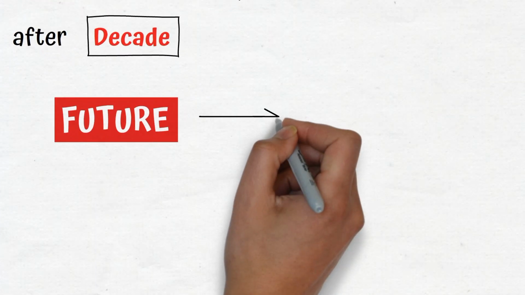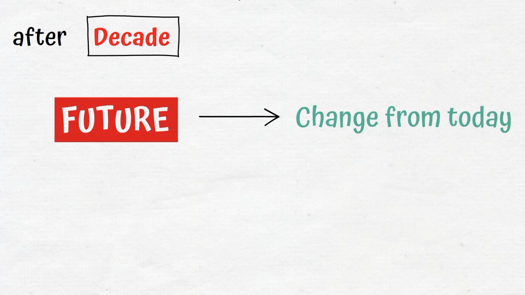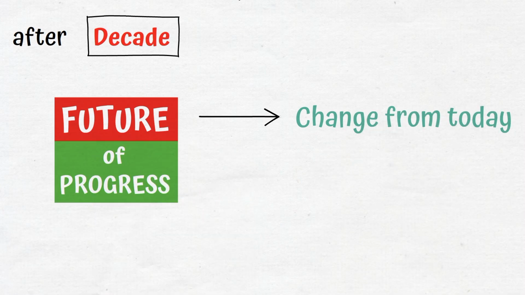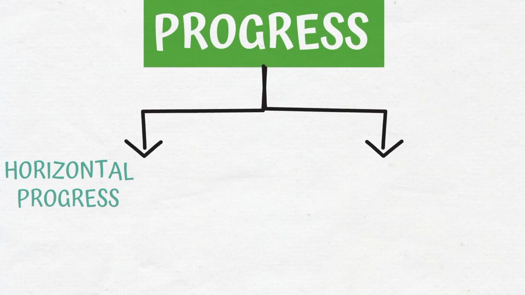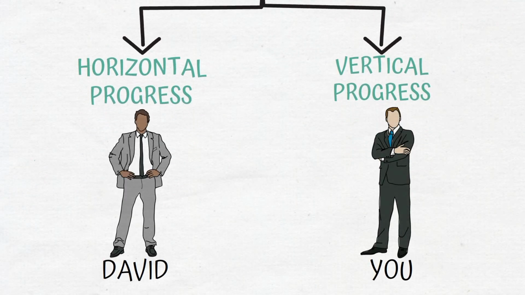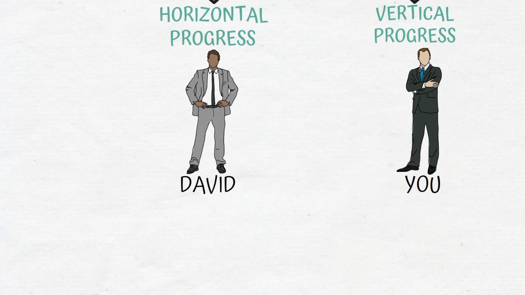By future, we mean a change from today. When we think about the future, we hope for a future of progress. Progress has two types, horizontal and vertical. Imagine two individuals, you and David. Both of you own bicycle companies.